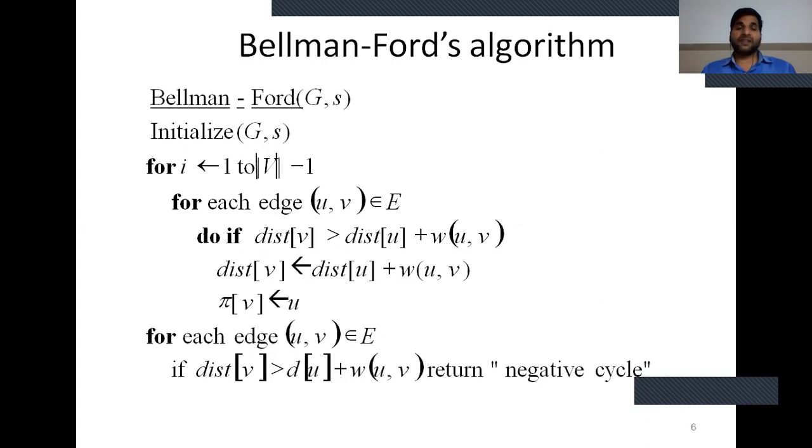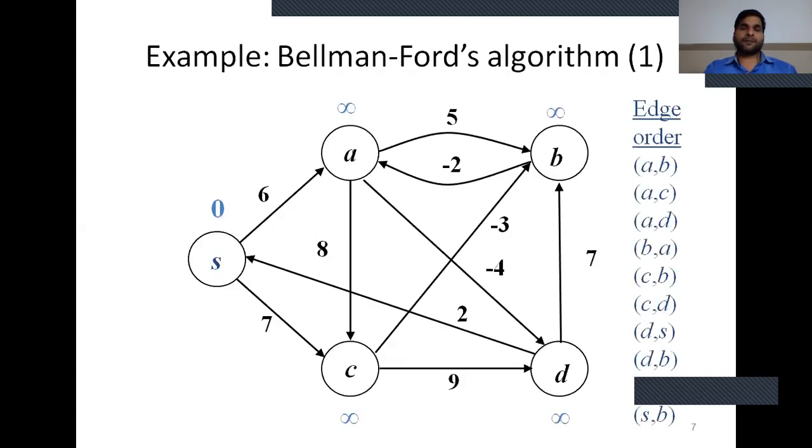If distance of v is greater than distance of u plus w(u, v), that is, if the distance value of node v is greater than the distance value of the source plus the path value of (u, v), then we replace the distance value of v by the sum of distance of u plus w(u, v), and pi of v is assigned the value u. For each edge (u, v) element of E, if distance of v is greater than distance of u plus w, we return false. This is the pseudocode of Bellman-Ford.